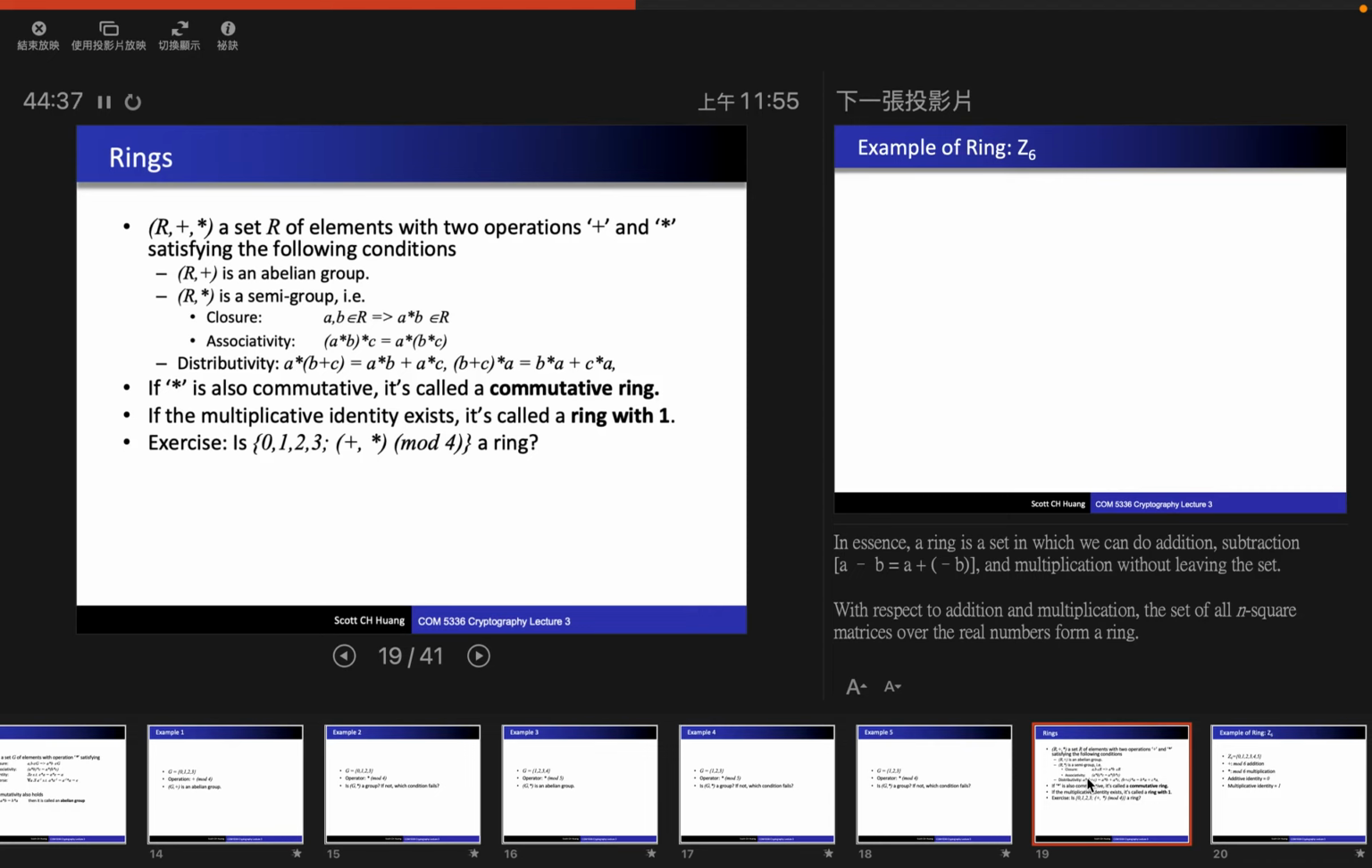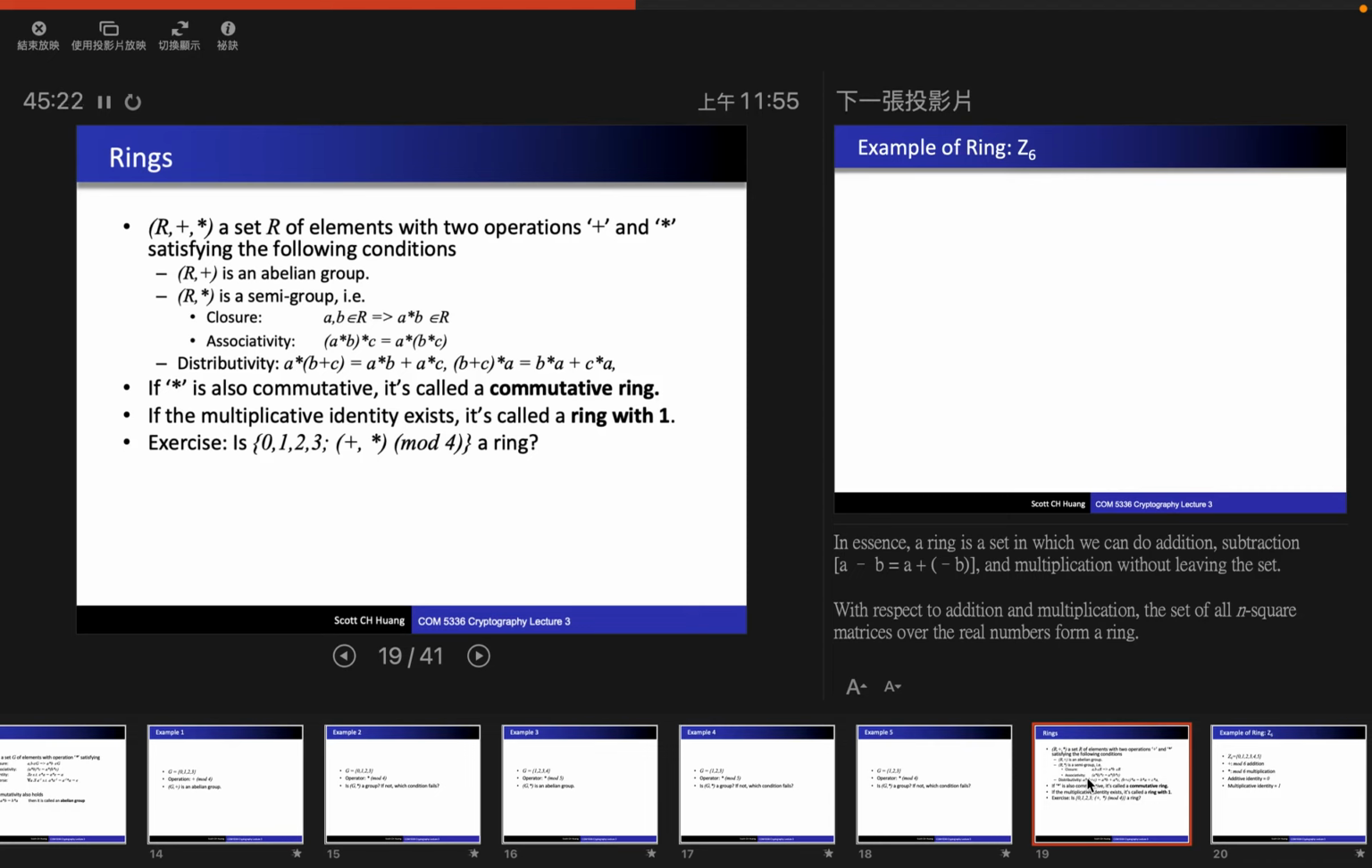So it's a set R of elements in which there are two operations. R with the addition alone is an abelian group. R with multiplication alone is a semi-group. In addition to those, there is distributivity. Then altogether, it's called a ring. So that's the concept. The concept is actually very straightforward.